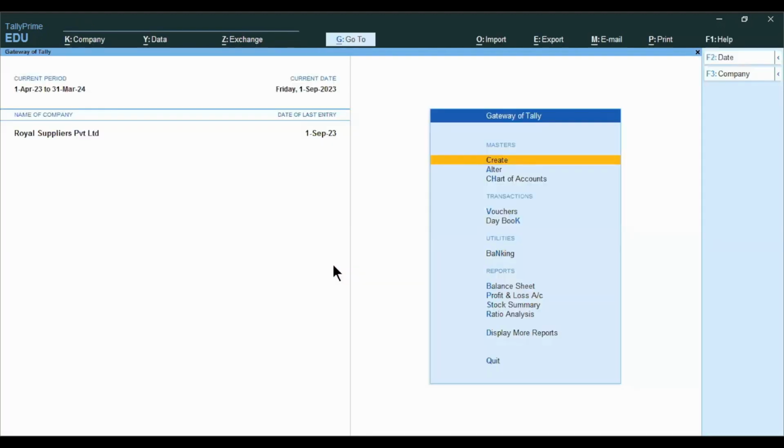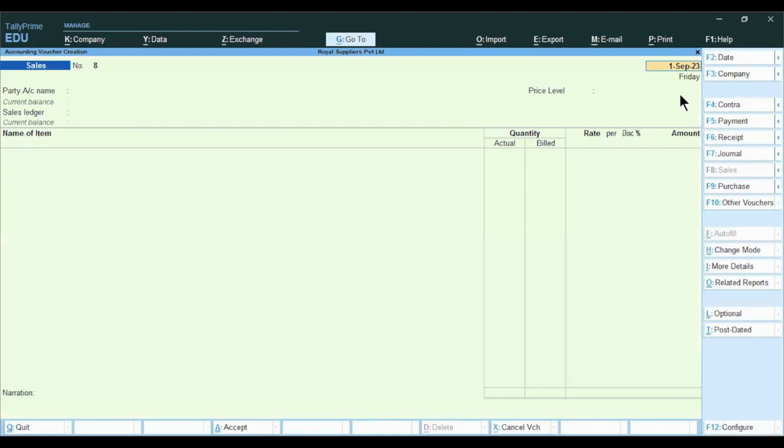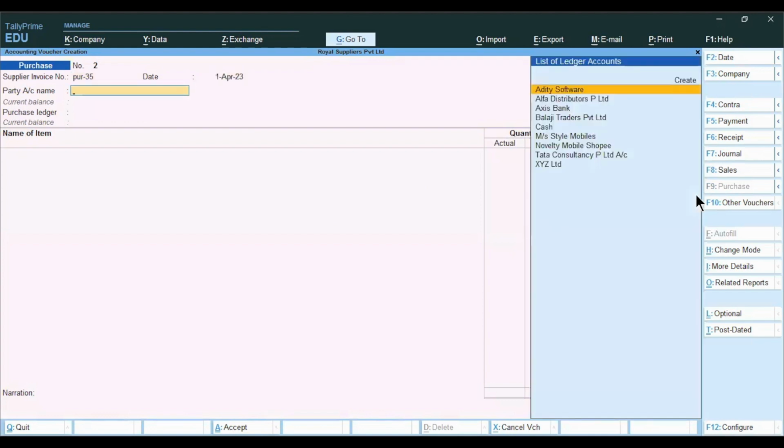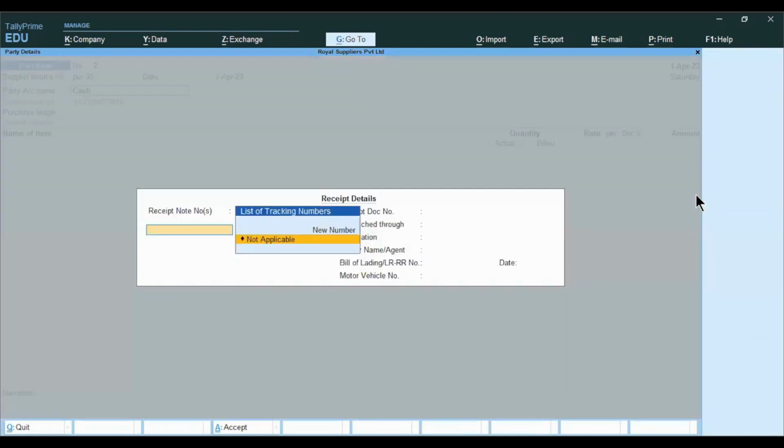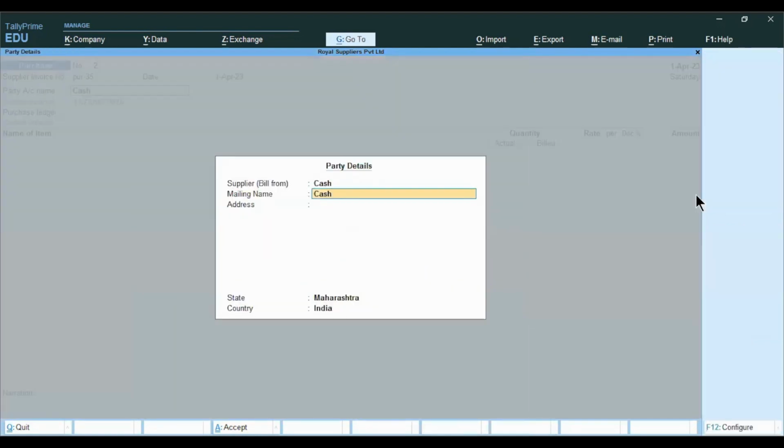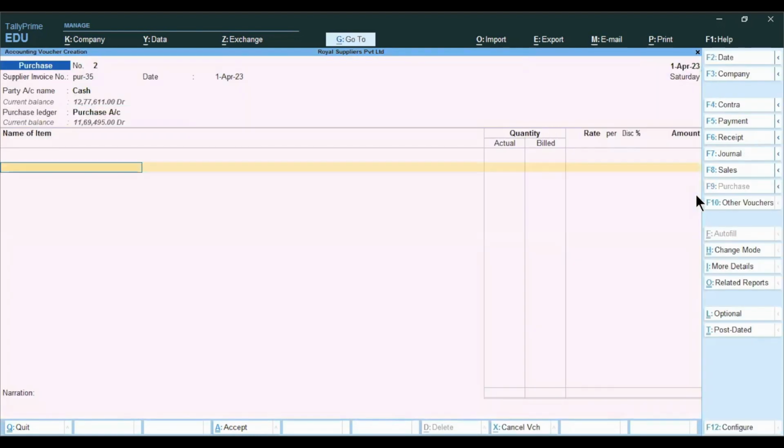Now we will enter a purchase invoice. Voucher, go to purchase invoice. Any date will do, the 1st of September, or we can take the 1st of April. Purchase invoice, purchase 35. Party name: suppose we are buying it for cash, enter. Cash ledger details, purchase ledger.